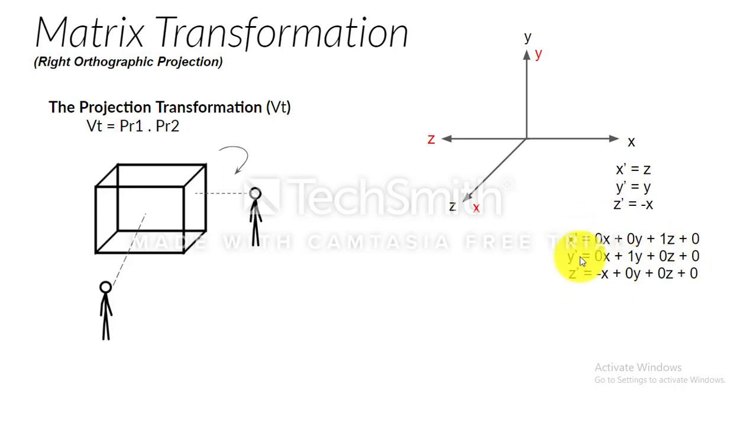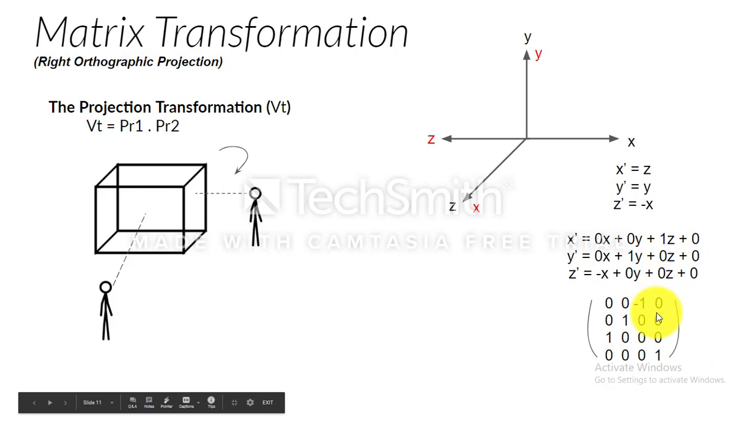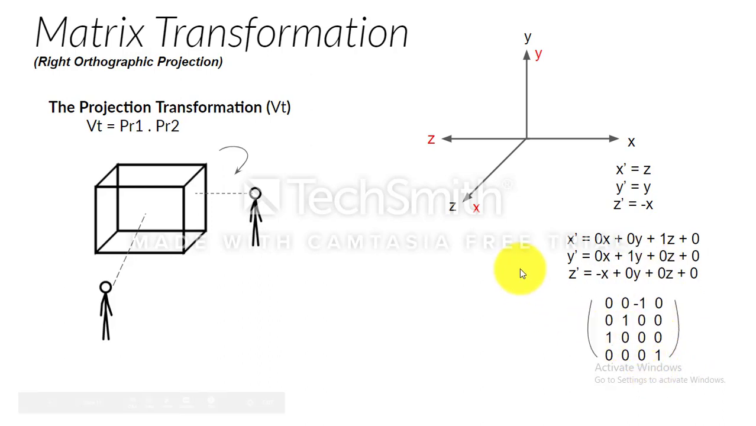And then if we convert it to the matrix, the result is most likely like this: 0 0 1 for the x prime, and then y prime is 0 1 0, and then z prime is minus 1 0 0, and then the rest will remain the same, 0 0 0 1. So we know that this matrix is the right orthographic projection, this PR1 of the right orthographic projection.